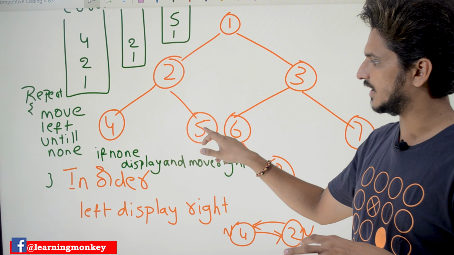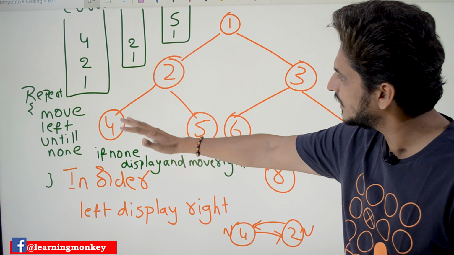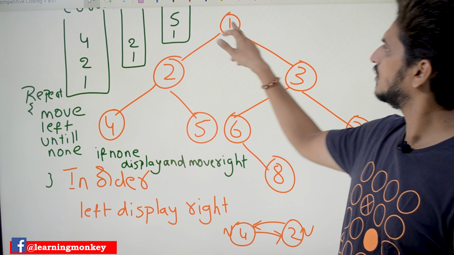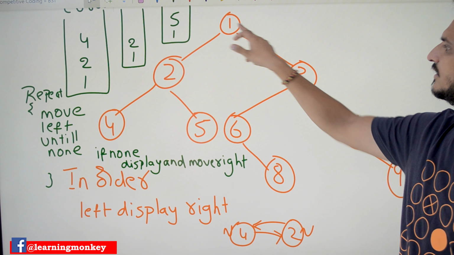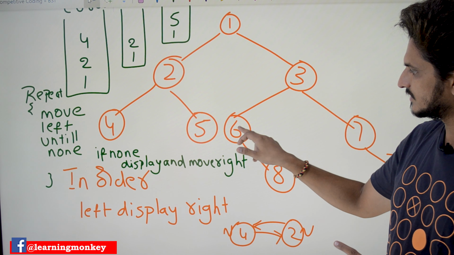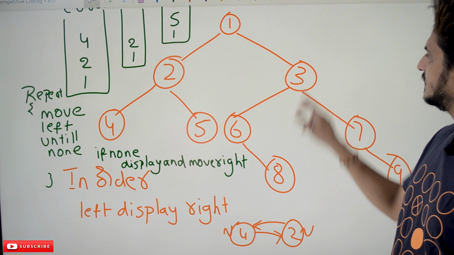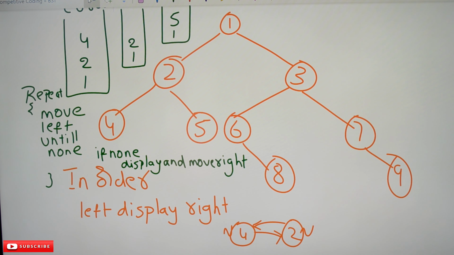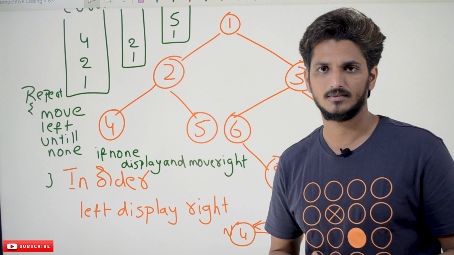Now come to the right side. Left is not there, so display 5. Right is not there, left completed. So go to 1. 4, 2, 5, 1. Move right, left. 6. 4, 2, 5, 1, 6, 8, 3, 7, 9. This is the way we are going to display in inorder traversal.